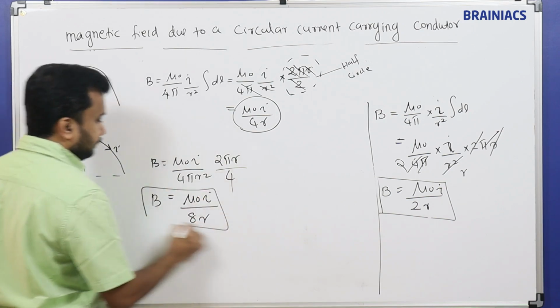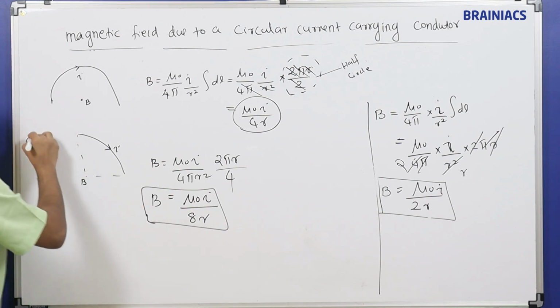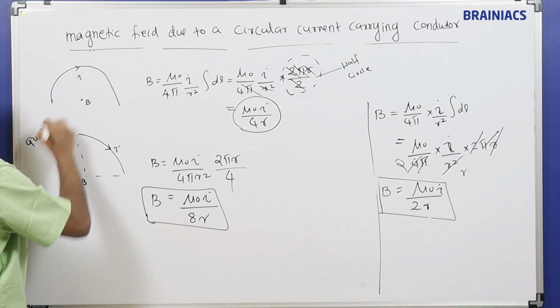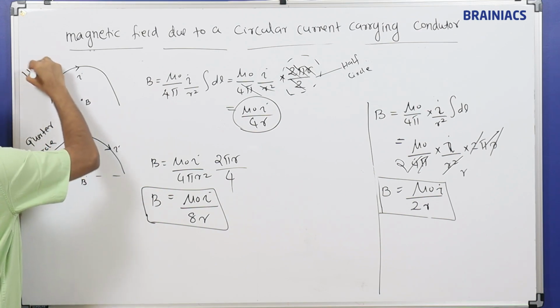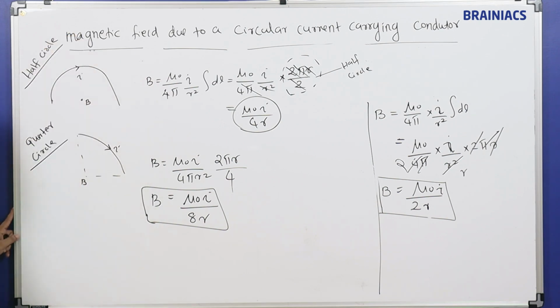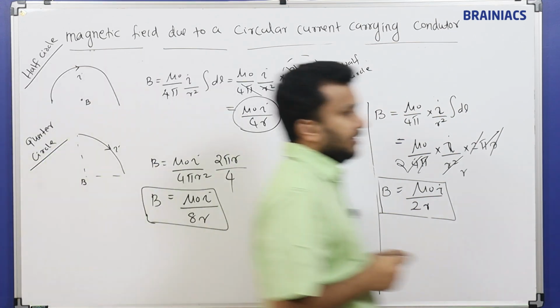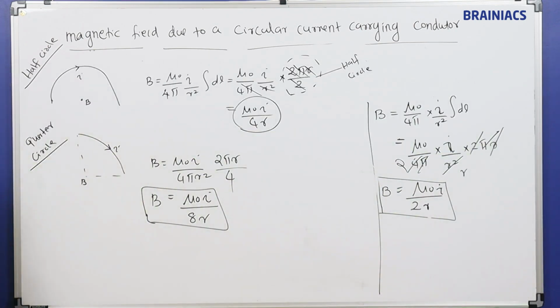Magnetic field due to a quarter circle, magnetic field due to a half circle, magnetic field due to a quarter circle: mu 0 I by 4r, mu 0 I by 8r. These are the main things which exist. Okay, mu 0 I by 4r and mu 0 I divided by 8r.